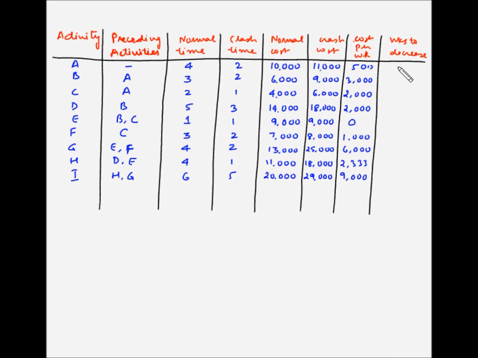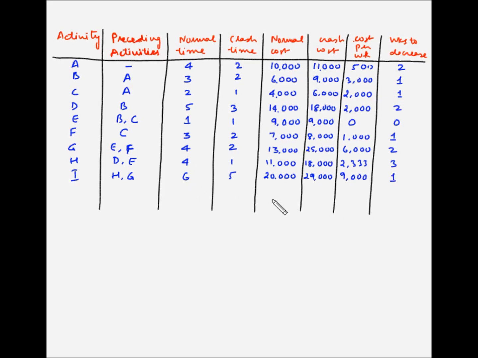So 4 minus 2 is 2, 3 minus 2 is 1, 2 minus 1 is 1, 5 minus 3 is 2, 1 minus 1 is 0, 3 minus 2 is 1, 4 minus 2 is 2, 4 minus 1 is 3, and 6 minus 5 is 1.